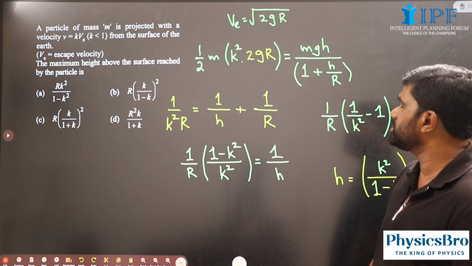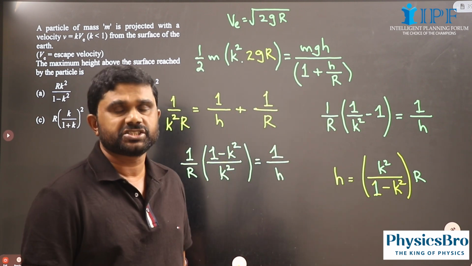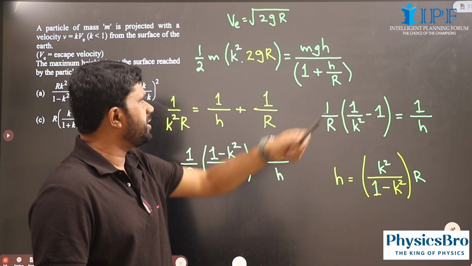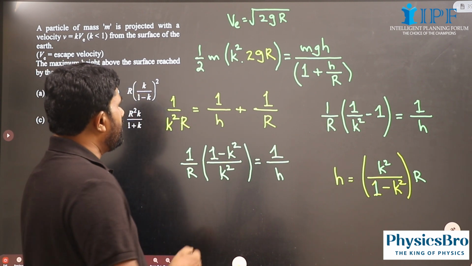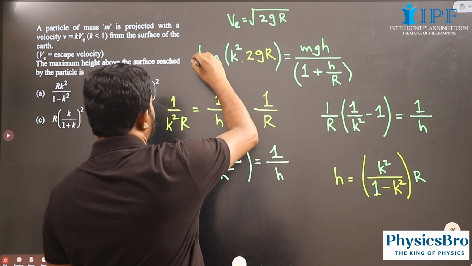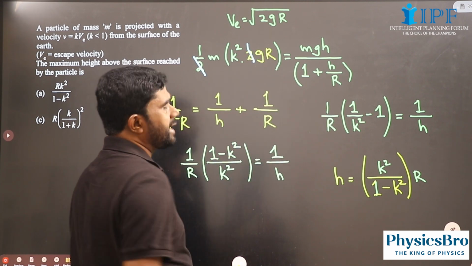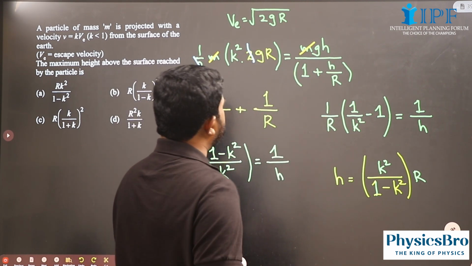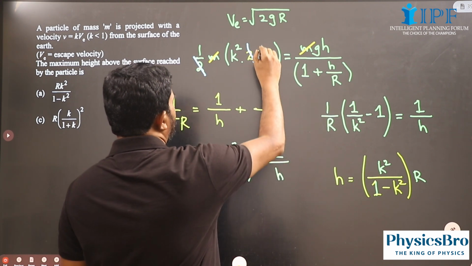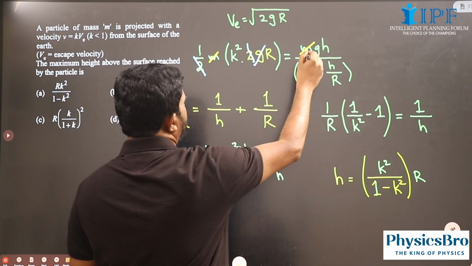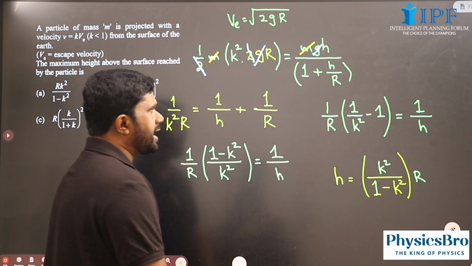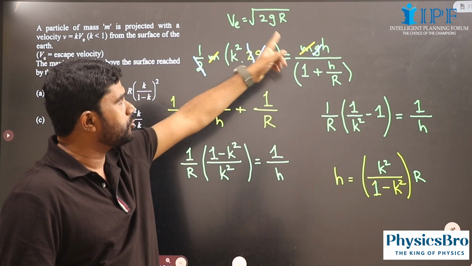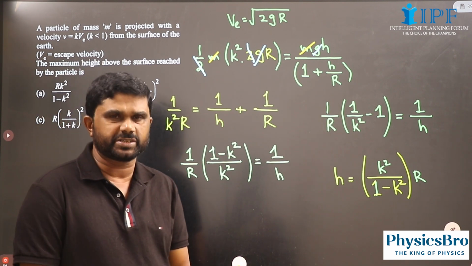And the increase in potential energy when it reaches a height h is mgh divided by 1 plus h by r. Now we have this 2 here and 2 here that we can cancel. The m on the left side and m on the right side we can also cancel. We have a g here and a g here, which we can also cancel. Now on the left side we have k square r and on the right side we have h divided by 1 plus h by r.